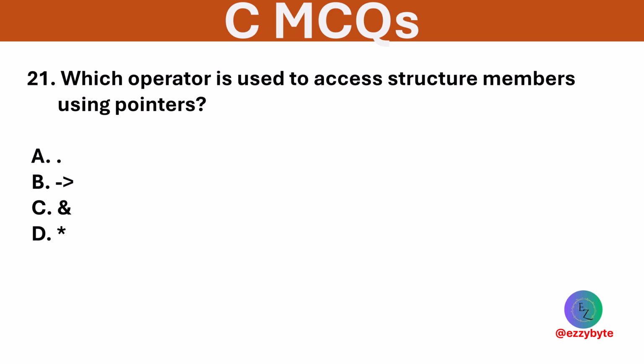Which operator is used to access structure member using pointer? Options are dot, arrow, ampersand, asterisk. Option B is correct. The arrow operator is used to access member of a structure through a pointer.